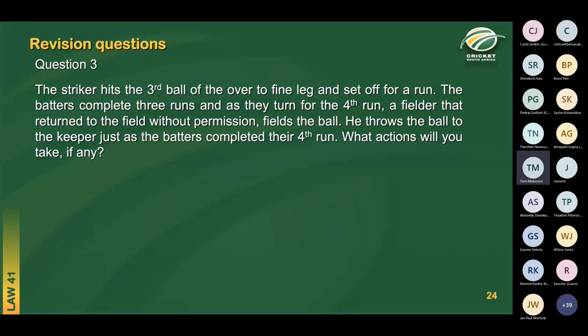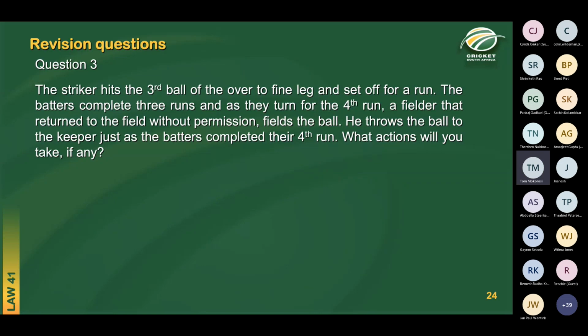Abdullah, we've got a scenario where the candidates need to close their eyes and picture what has happened. The ball has been hit to fine leg and the batters have run and they've completed 3 runs. And when they are turning for the fourth, but they haven't crossed yet. They've turned for the fourth, but haven't crossed. A fielder that returned to the field without permission fields the ball.